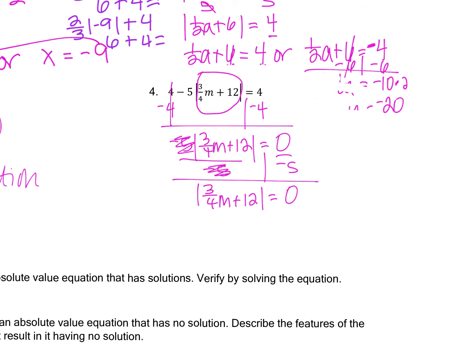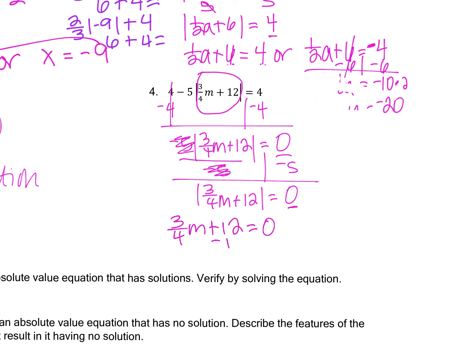So now looking at that right side, it's not negative. So I'm going to go ahead and set up my two different equations. 3/4 m plus 12 can equal +0. Now, since this is a 0 here, setting up the other one, I'm going to get the same answer because we don't have a positive and a -0. So really, you're just setting up 1. But if you want to show it, you can.